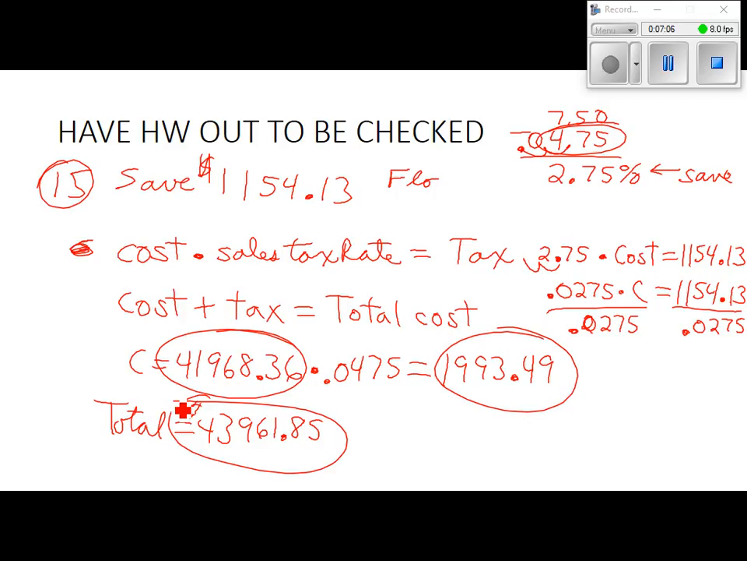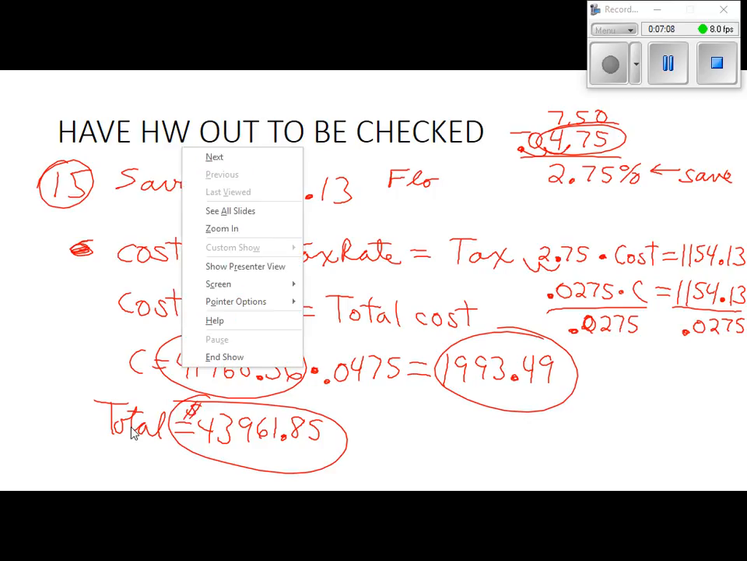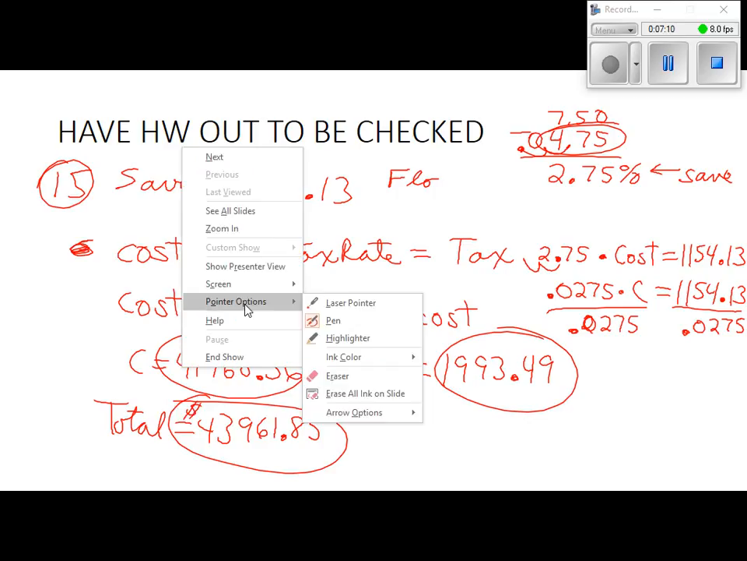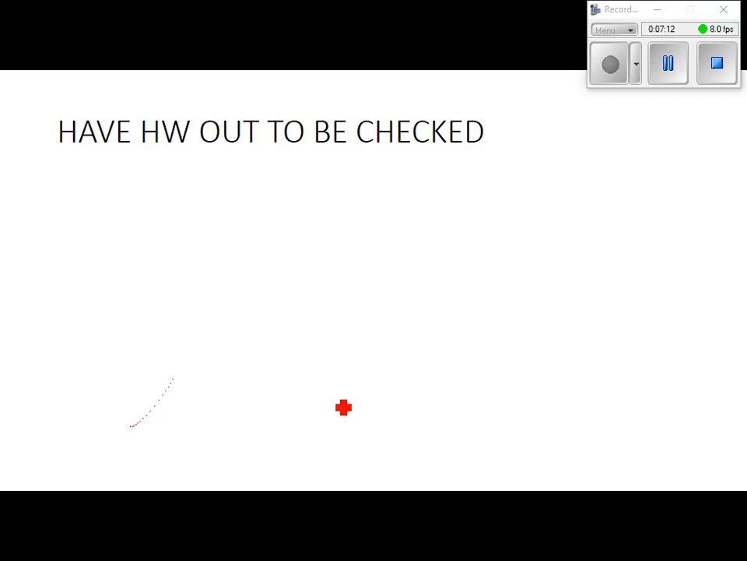Tax in Ohio is 7.5, that's what it said, right? So we take that 7.5, change it to 0.075, and multiply it by the $41,968.36. What's that give us?